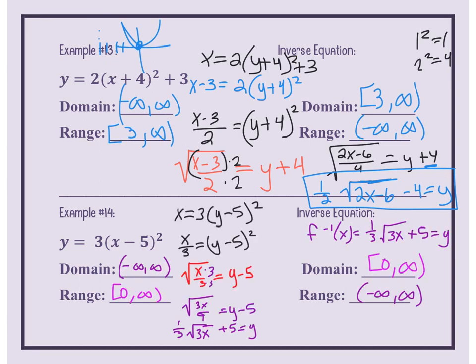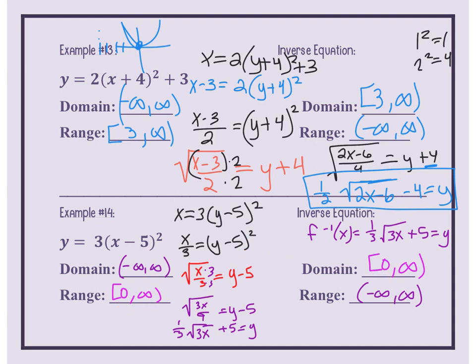This one was a little bit easier because the parent function only shifted to the right 5 units with the vertical stretch. So going right 5 does not change my domain or my range. My domain for quadratics is all real numbers, or negative infinity to infinity. That's the range over here. Because this graph only shifted to the right 5, it did not change my range of the parent function. So it's going from 0 to infinity.